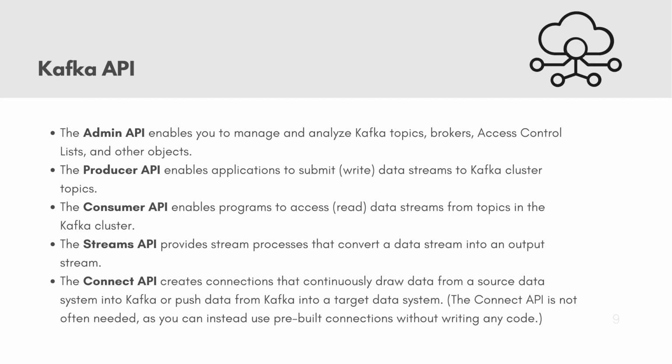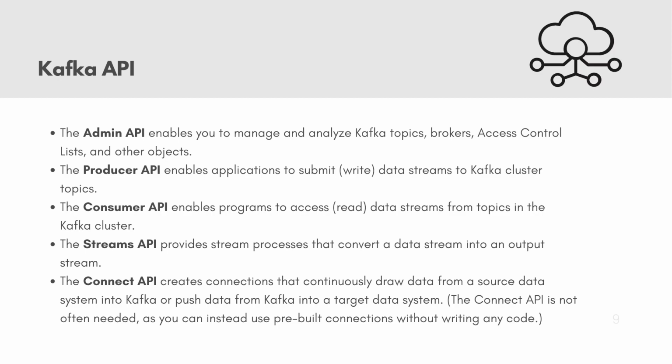Then we have the producer API, which enables applications to submit or write data streams to Kafka cluster topics. We talked about the producer already. So if you want to write information to your Kafka topic, you can utilize the producer API. We have the consumer API, which enables programs to access or read data streams from topics in the Kafka cluster. We talked about the consumer as well, which will allow us to consume information from the topic.